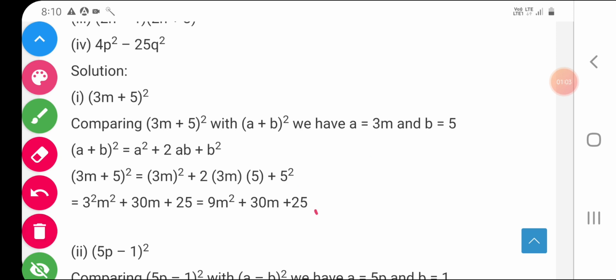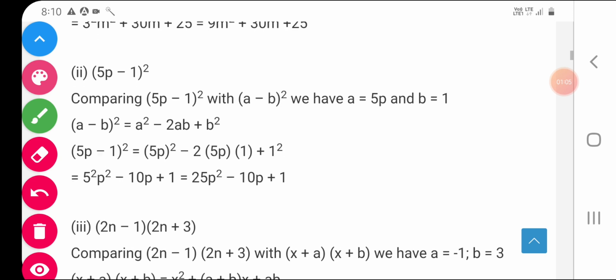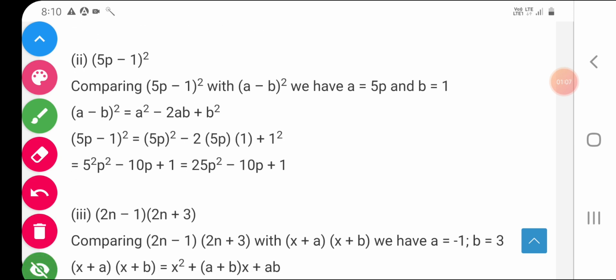Next subdivision 2, (5p minus 1) the whole square. This looks like (a minus b) whole square. The formula for (a minus b) whole square is a square minus 2ab plus b square. Now we have to compare. Here a is 5p, b is 1.